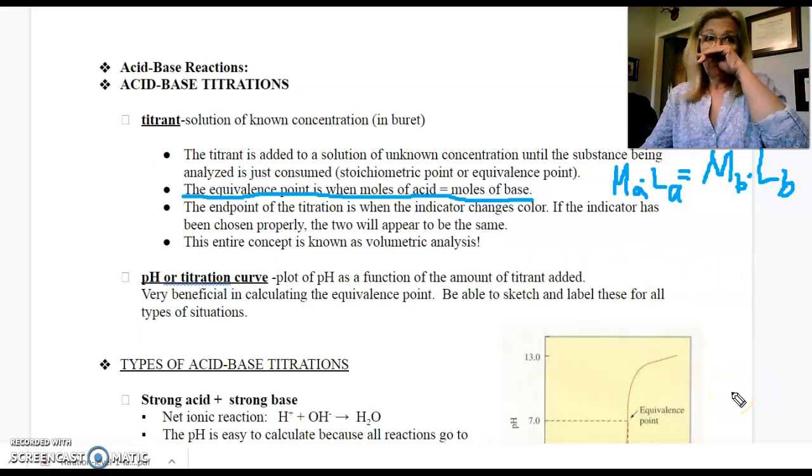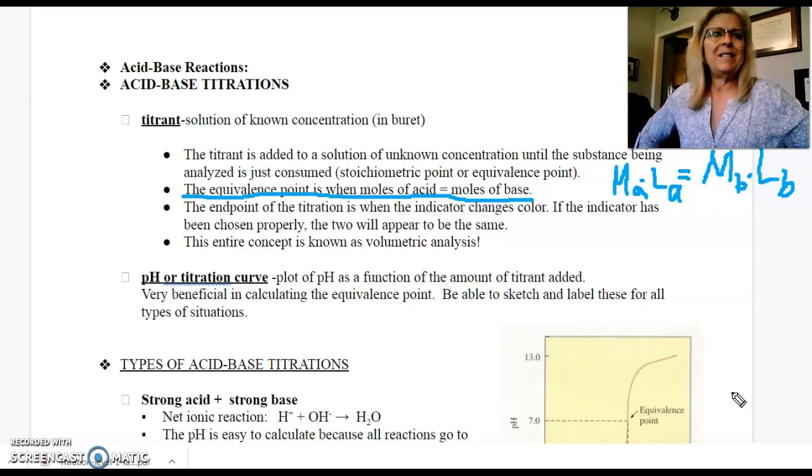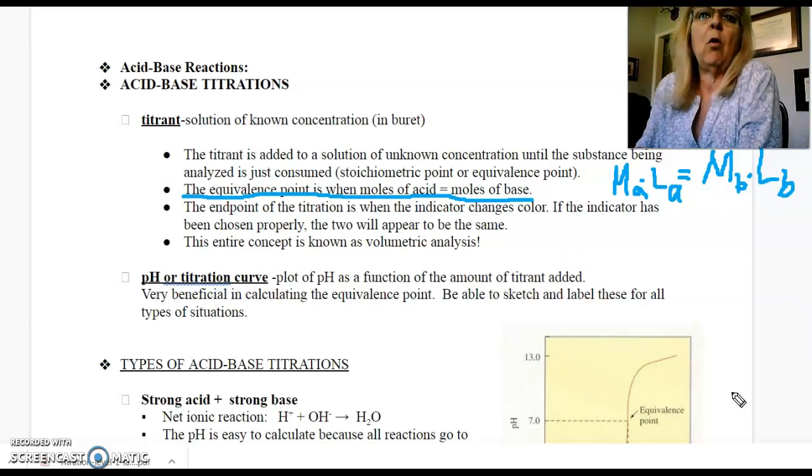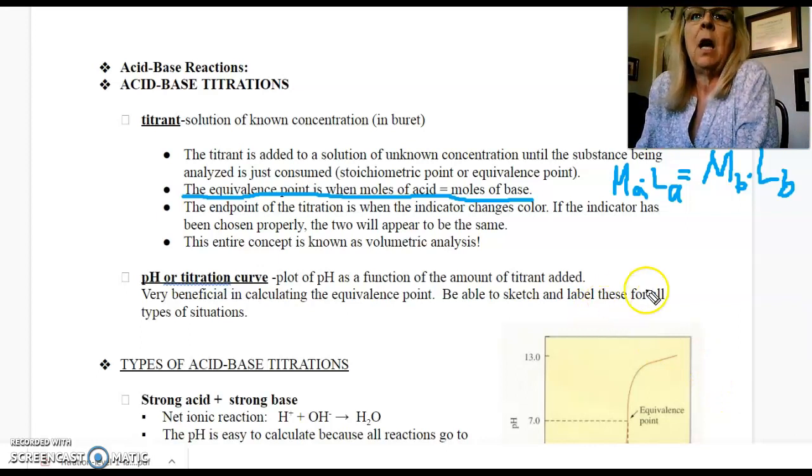Okay, so to this point, you should have some things written in your notes. And the first one is, what is a titrant? Its function is to be added to a solution of unknown concentration so that we can reach something called the equivalence point, where the moles of the acid equals the moles of the base. And at that point, we can do some calculation to figure out what is the molarity of the acid that is missing, or the base, what have you.